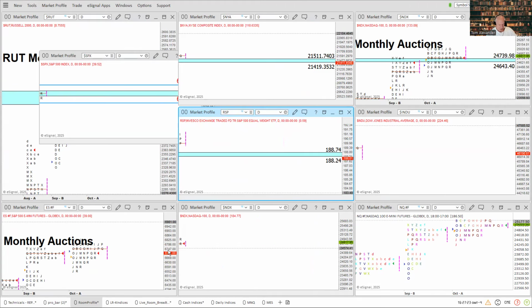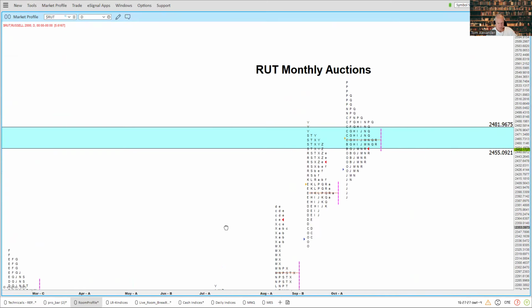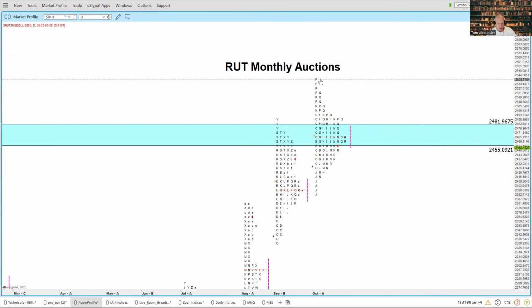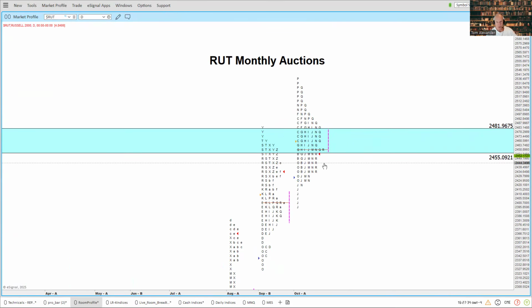The Russell, which had an interesting move last week. Now it's spiked to a new all-time high, but you can see it is pushing the downside of the high volume node for the month of October. So what's the takeaway from this?